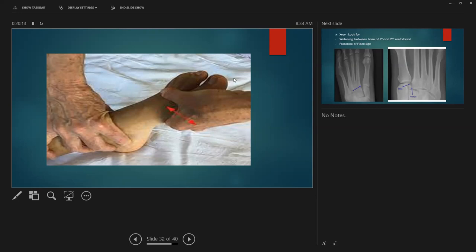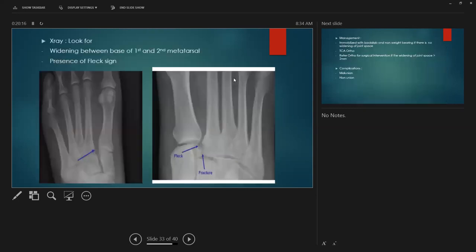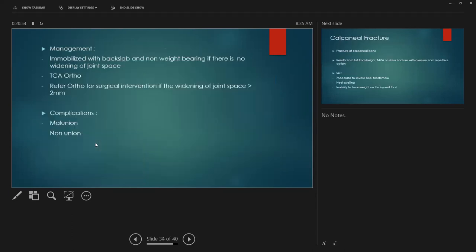For the X-ray, this injury is a very subtle injury. You have to look for widening of the base of the first and second metatarsal, and look for the presence of a fleck sign. A fleck sign is a small bony fragment that you can see between the base of the first and second metatarsal, with avulsion of your lateral ligament. Because this is a very subtle injury, normally we will easily miss it if we do not pay proper attention.